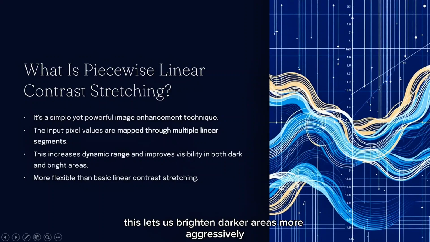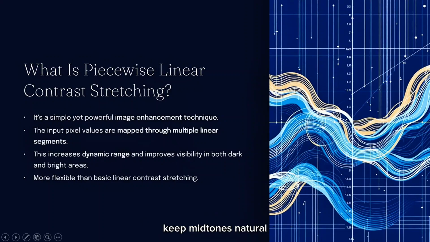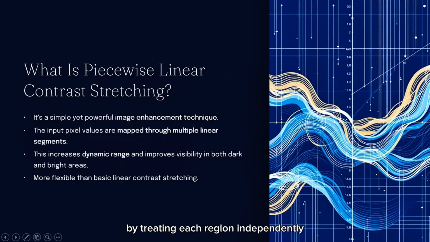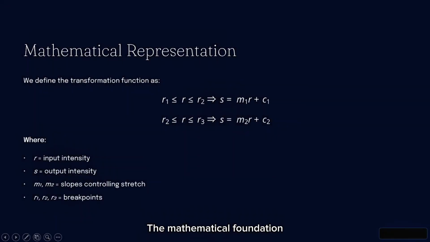This lets us brighten darker areas more aggressively, keep midtones natural, and prevent bright regions from becoming overexposed. By treating each region independently, we gain fine-grained control over brightness and contrast, leading to far better visual results than traditional methods. The mathematical foundation behind this method is simple but effective.